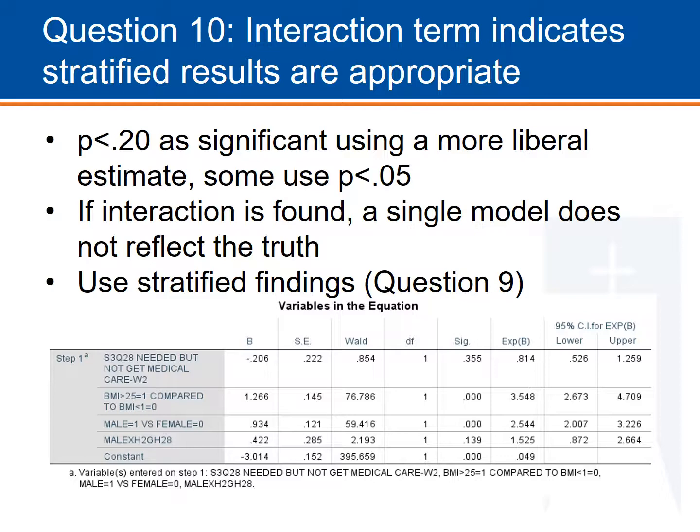The rest of the model does not tell us anything of value, so if we find the interaction to have been important, we use the stratified results as the final answer. That would be the model given separately for males and females and adjusted for any confounders. So those are your results from question 9.